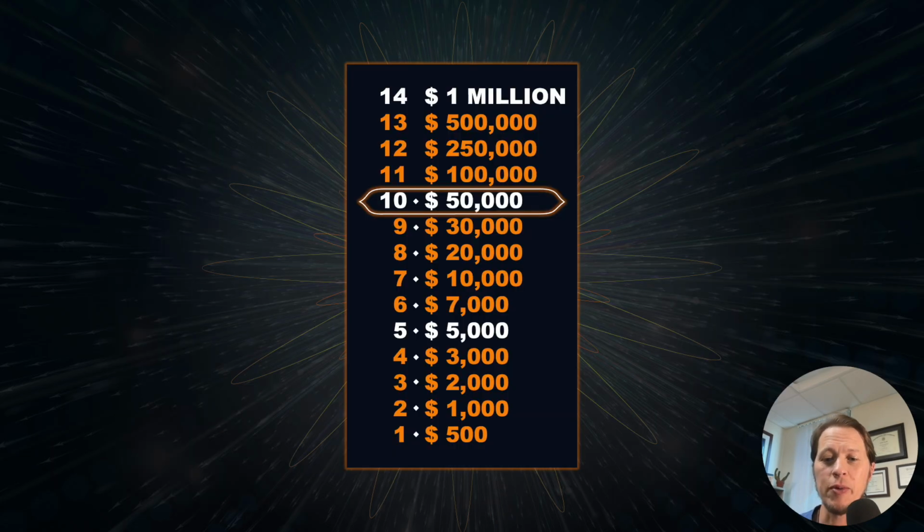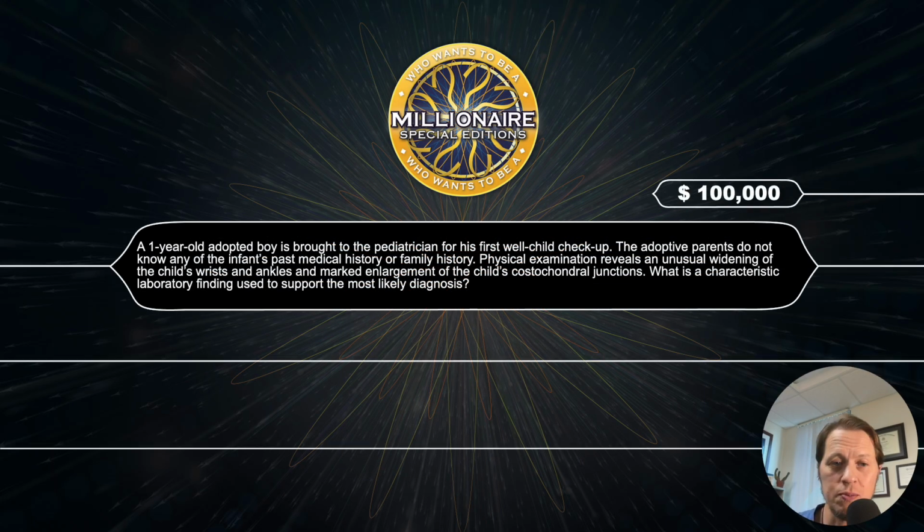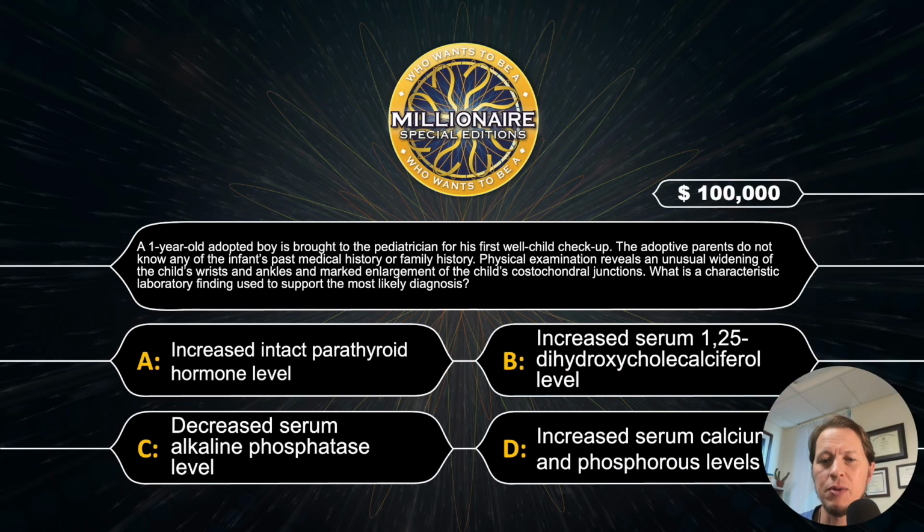We're counting down. We are up to $100,000. A one-year-old adopted boy is brought to the pediatrician for his first well-child checkup. Adoptive parents do not know any of the infant's past medical history or family history. Physical exam reveals an unusual widening of the child's wrists and ankles and marked enlargement of the child's costochondral junctions. What is a characteristic lab finding used to support the most likely diagnosis?